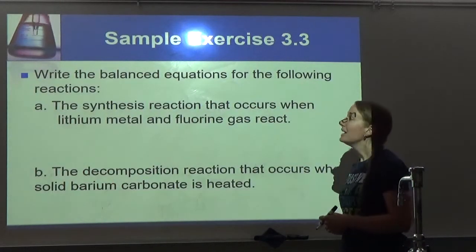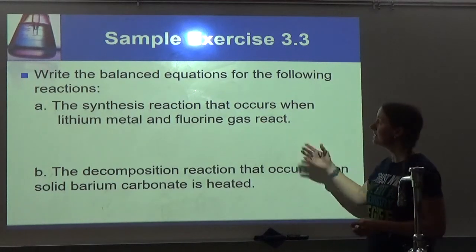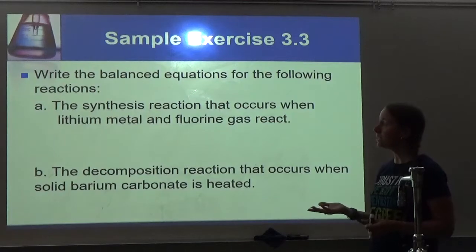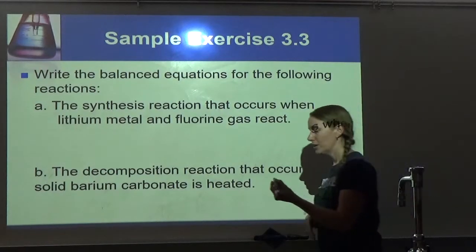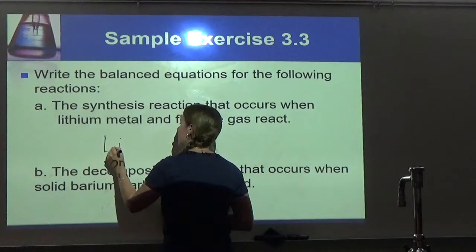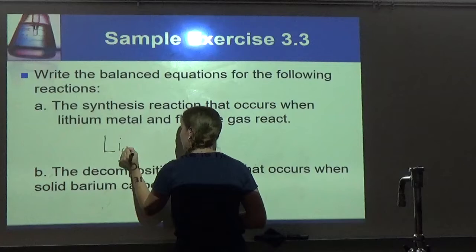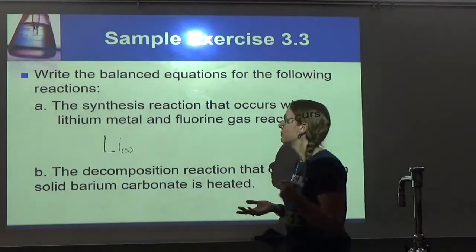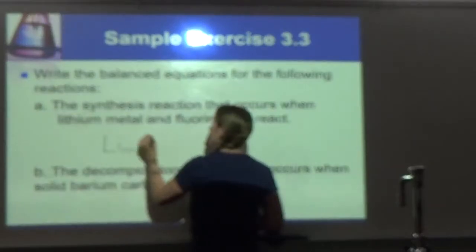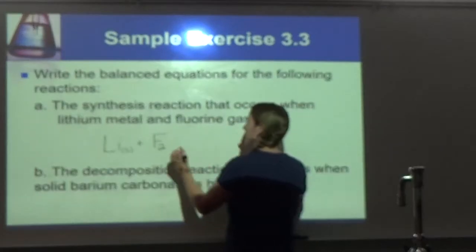All right, so it says write the balanced equations for the following reactions. It says the synthesis reaction that occurs when lithium metal and fluorine gas react. Okay, so I have lithium metal, so lithium is Li. It is not a diatomic. Metal is a solid, unless of course it's mercury. And fluorine gas. Fluorine is F. It is a diatomic, and it told me it's a gas.